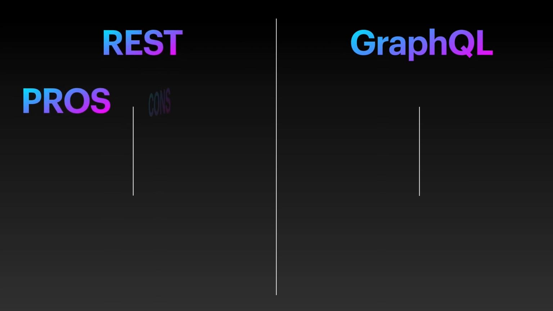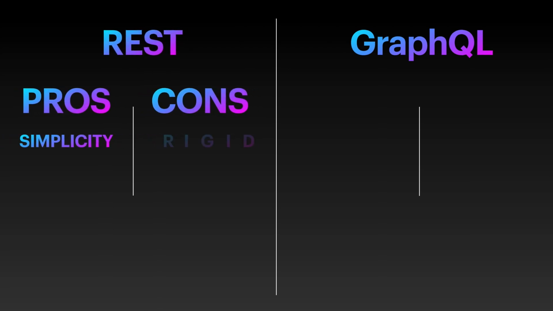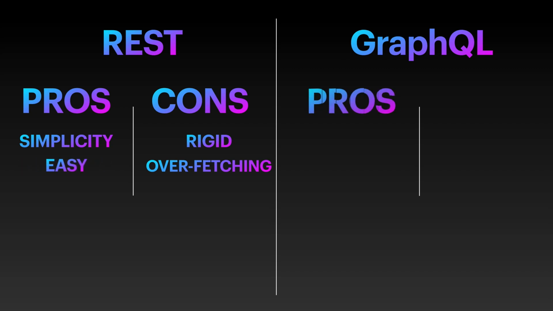Now, let's talk about pros and cons. REST's simplicity is its strength. It's easy to understand, implement, and integrate with other web services thanks to its uniform interface and statelessness. It's widely supported and scales well for many applications. The downsides: REST can be rigid. Handling complex data requirements often leads to multiple round trips or overfetching of data.